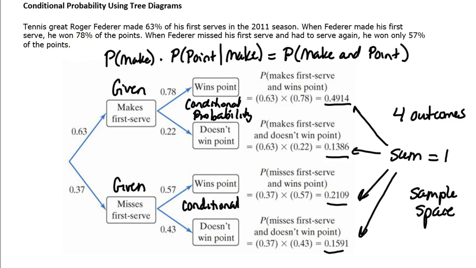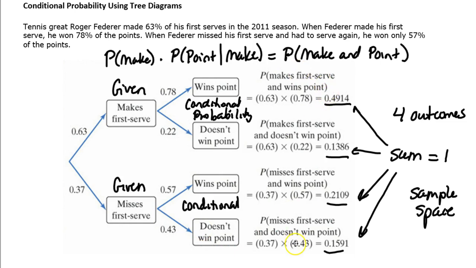So we can say that given that Federer made his first serve, he won 78% of the points. So given that he made his first serve, 78% of the time he wins his point, so 22% of the time he doesn't win the point. These are conditional probabilities based on the given that he makes his first serve. Then we have another pair of conditional probabilities based on the given that he missed his first serve. There's a 57% chance that he wins the point given that he missed the first serve, and a 43% chance that he doesn't win the point.